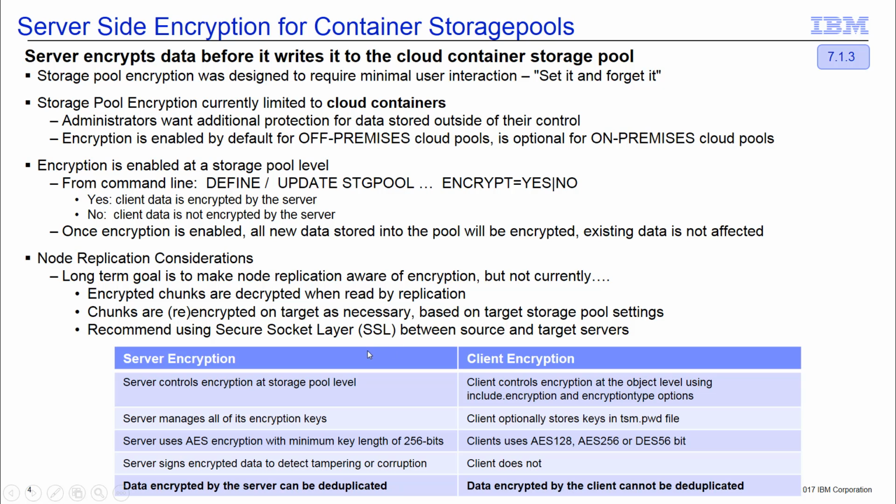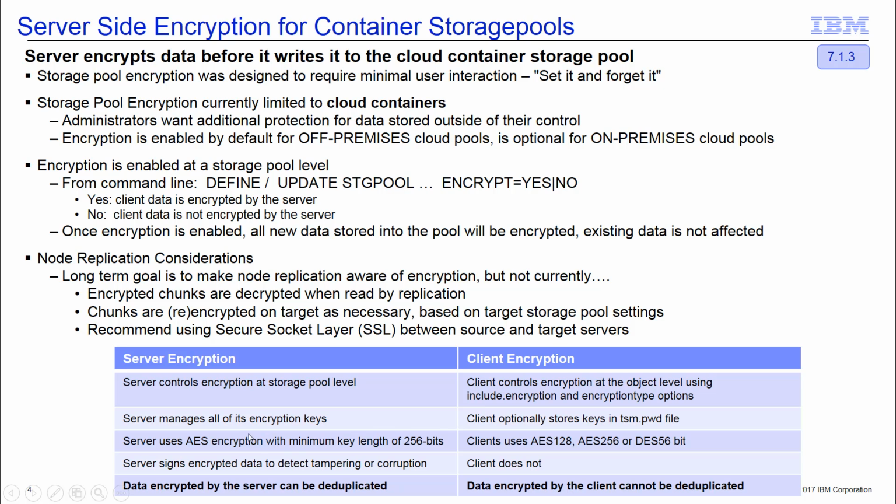First of all, server-side encryption is done at the storage pool level versus the client encryption, which is at the object level, done through the include.encryption and encryption type options in your options file. On the Spectrum Protect server, it manages its encryption keys versus on the client side, it's optionally managed in the TSM.PWD file on a key ring.